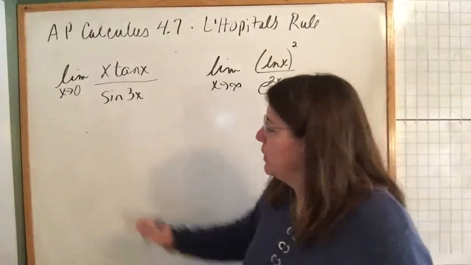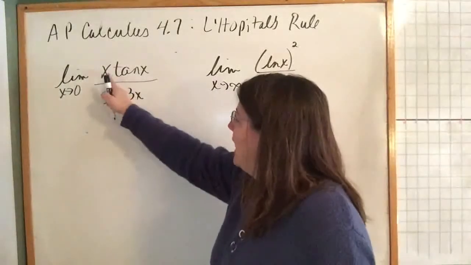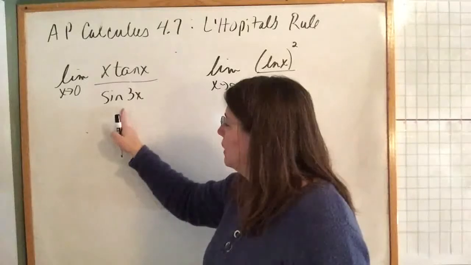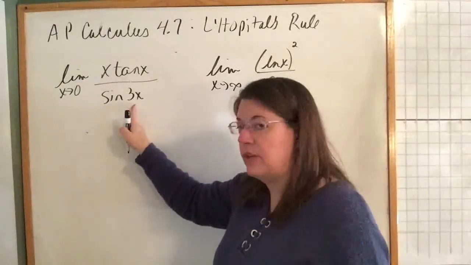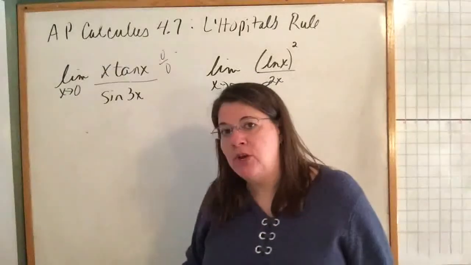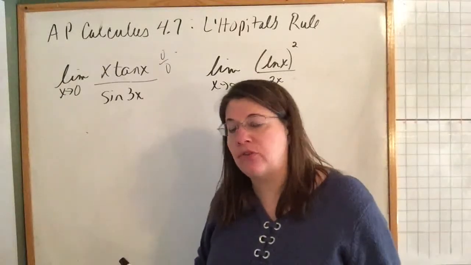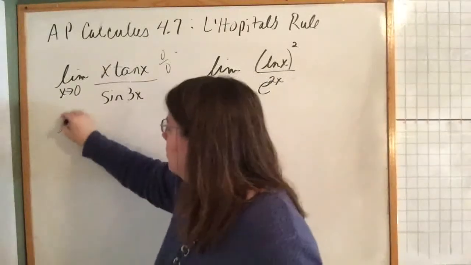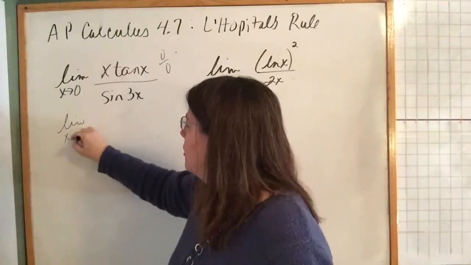So looking at the first one, if I plug 0 in, I would have 0 over sine of 0, which is 0. So I would have 0 over 0. That is the indeterminate form. So I'm going to try to take the derivative to solve this one. So it would be the limit as x approaches 0.